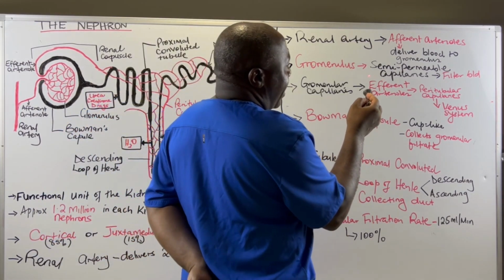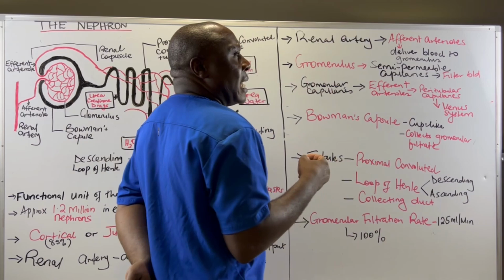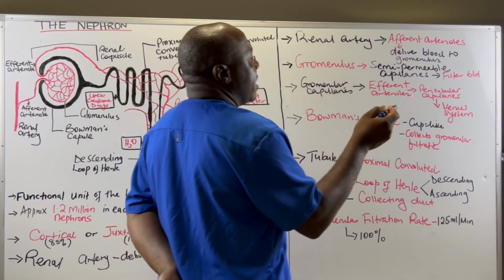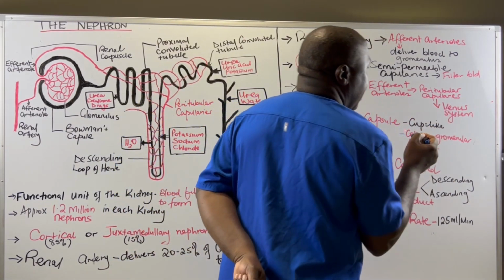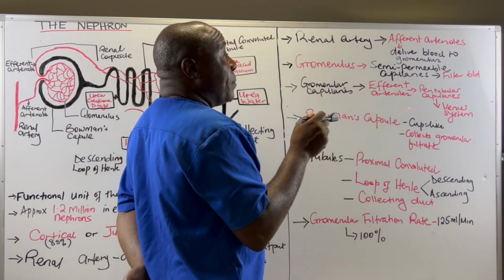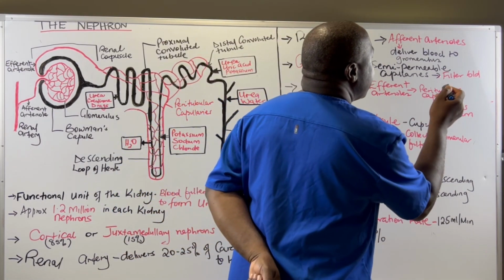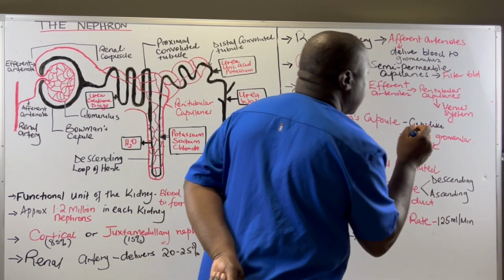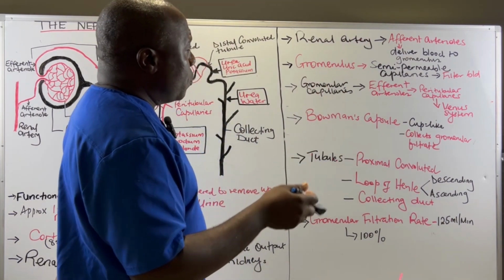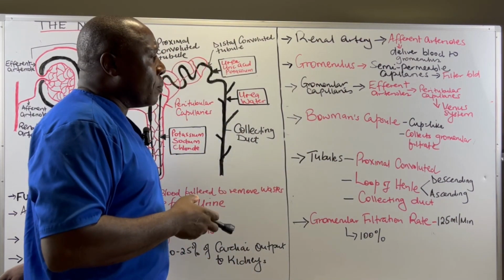Now, this efferent arteriole is later on going to become what is referred to as the peritubular capillaries, and these peritubular capillaries are later on going to deliver the blood to the venous system so that it can flow back to the heart or other parts of the body.